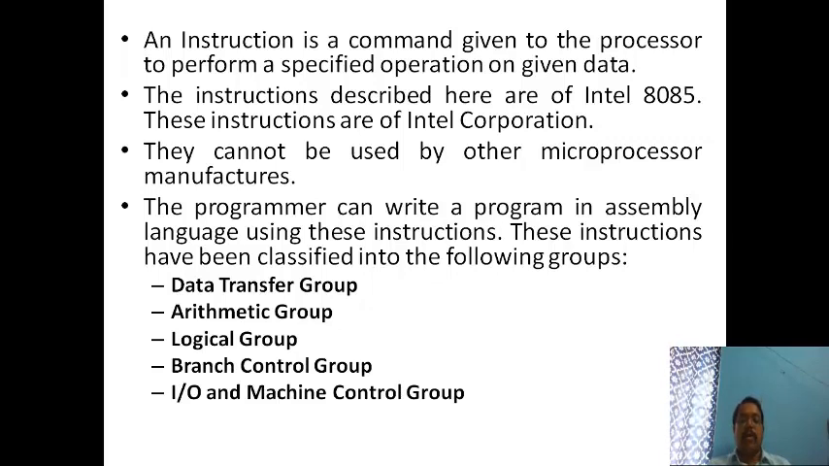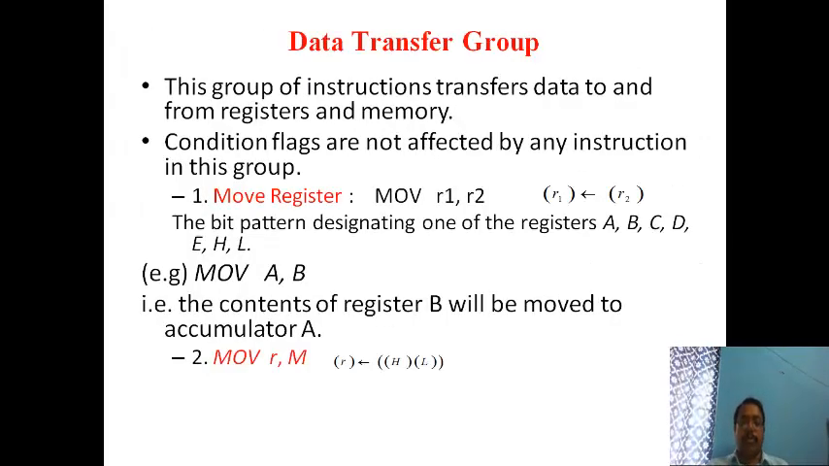Next is the input, output and machine control group. To control the machine operation, there are some instructions which come under the input, output, machine control group. Okay, let us start with the first type, data transfer group.